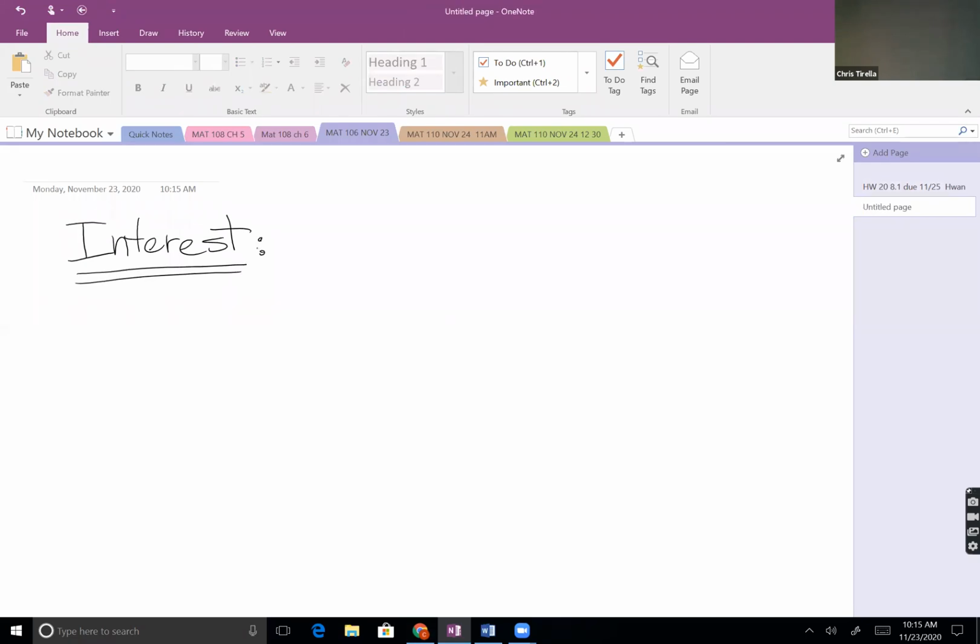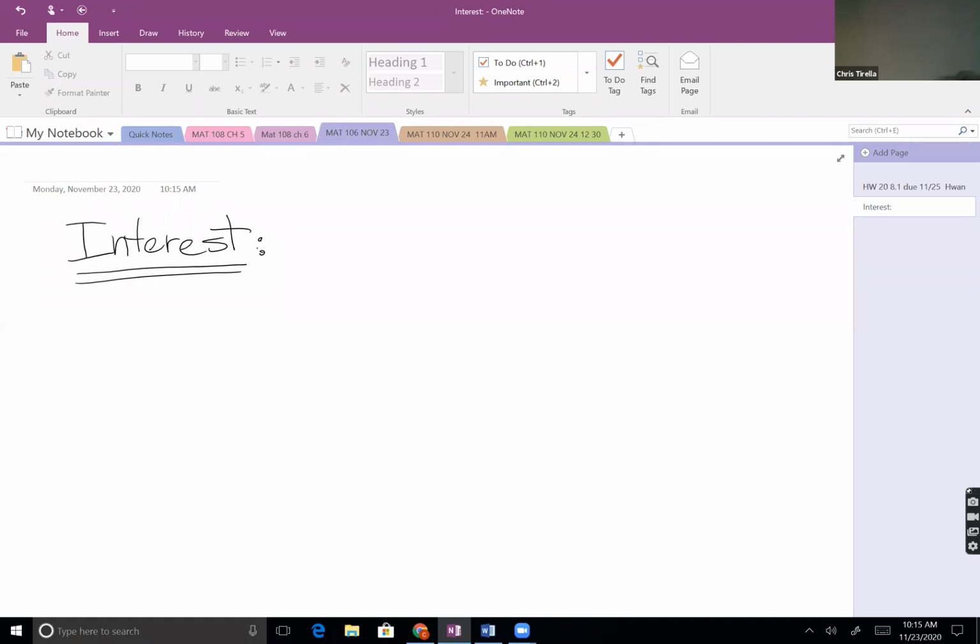And I am guessing that everybody in class has had to pay interest on something at some point in time. If you have a credit card, you pay interest. If you have a student loan, you pay interest. If you have a car loan, you pay interest. Or some of you might have made interest. If you have a savings account, you earn interest.